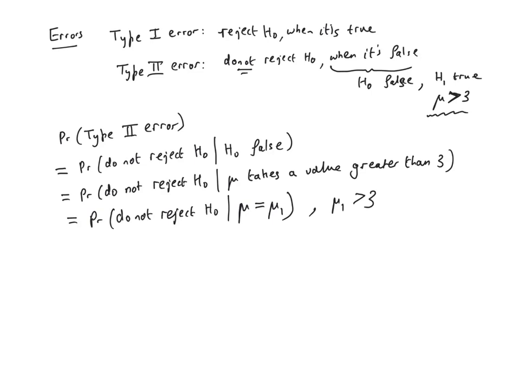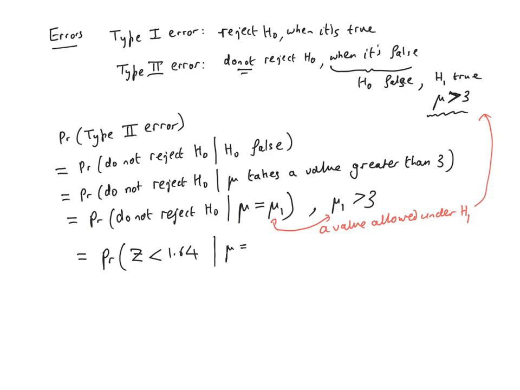So why am I using the 1 here? Because I'm indicating a value allowed under the alternative hypothesis for the 1. Okay, now we can work out what that probability is. So that's the probability of do not reject h naught. When do we not reject h naught? When z is less than 1.64, conditional on mu being mu1.